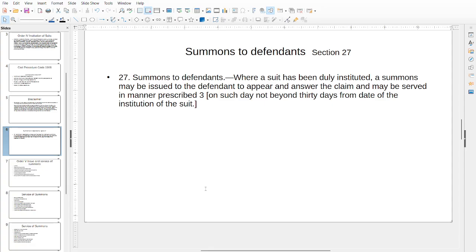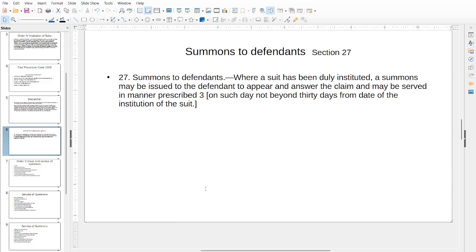Once a lawsuit is properly filed, the court can issue a summons to the defendant. The summons is an official notice which informs the defendant that there is a case filed against him, and asks him to appear on the date clearly mentioned in that summons, and to respond to the claims. Whatever claims are there in the plaint, those claims need to be answered by the defendant.